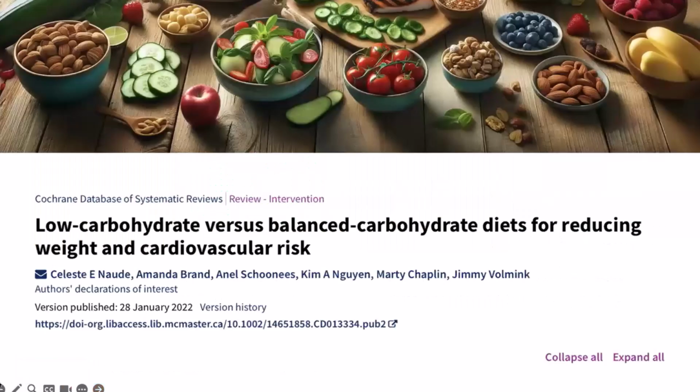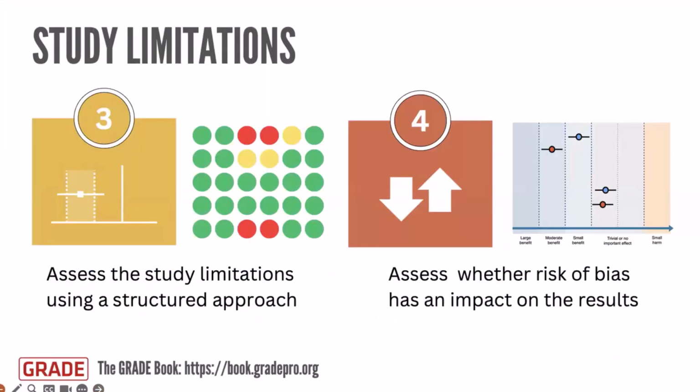The logic is, when the estimate from high risk of bias trials is different from the low risk of bias trials, then we have a problem. But if they are concordant, so high risk of bias trials and low risk of bias trials showing the same effect, then we can conclude that risk of bias is not playing a role in the confidence that we can have that the effect is within a certain range.